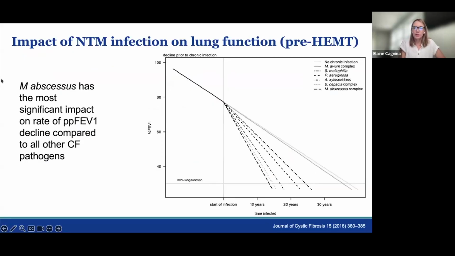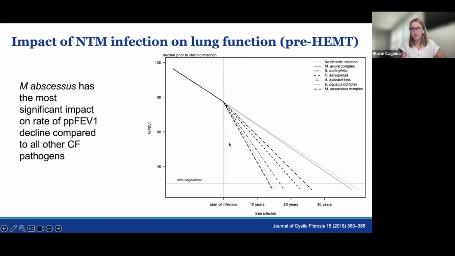How do mycobacterial infections affect people's lung function? This is an open-ended question that I think we don't fully have the answer to in the highly effective modulator era. But prior to the highly effective modulators, what we knew was that M. abscessus has the most significant impact on rate of FEV1 decline. FEV1 is what we follow when we do your PFTs. It stands for forced expiratory volume in 1 second, or how much air you can blast out in 1 second. That's what we track over time to monitor your lung function, and M. abscessus caused the most significant decline in that number compared to all other CF pathogens.